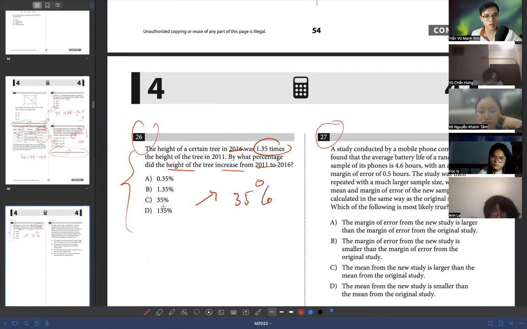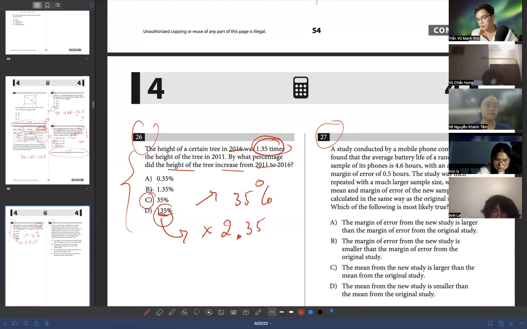Not 135%, because if it is 135%, it means that the added height is double, and it has an addition of 35%, which is actually times 2.35. Not this. This is 1.35 times, and this is 2.35 times, and this is incorrect. So it leaves us with C. Okay, 26, pretty easy.